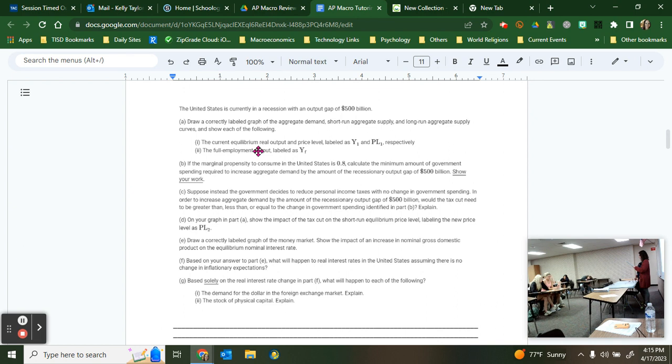And that last part, what happens to the stock of physical capital, and explain? Capital will go down because loans are now expensive. Capital will go down because loans are too expensive.